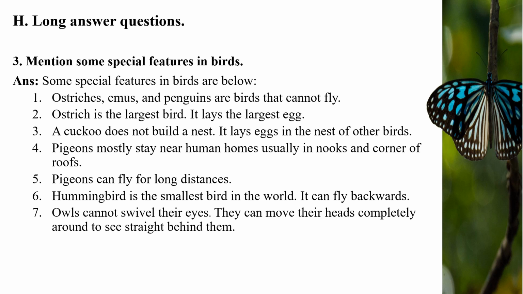Sixth, hummingbird is the smallest bird in the world. It can fly backward. Seventh, owls cannot swivel their eyes. They can move their head completely around to see straight behind them.